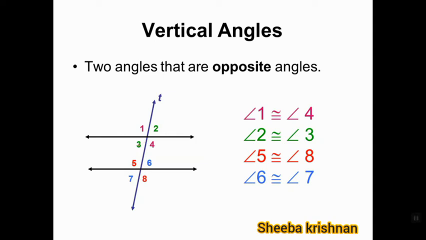And look at angle 3. The opposite angle is angle 2. So angle 3 is equal to angle 2. They are vertically opposite angles. And look at angle 5. Angle 5 and angle 8 are opposite angles, so they are equal. And angle 7 and angle 6 are vertically opposite angles and they are equal.